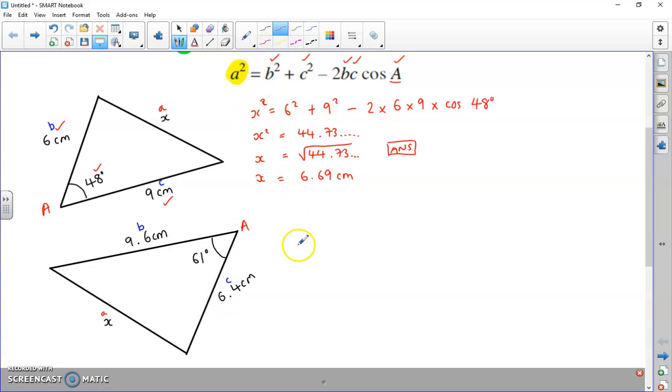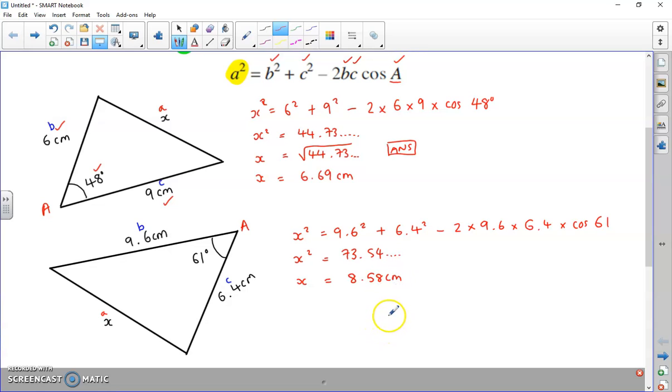So putting our numbers in then, x squared equals b squared, so 9.6 squared, add c squared, which is 6.4 squared, take away 2 times 9.6 times 6.4 times cos of capital A, and capital A is 61 degrees. That'll give you quite a big number, 73.54, leave it on your calculator. When you square root that, you should get 8.58 centimetres. So the cosine rule is fairly straightforward to use as long as you've spotted when to use it.